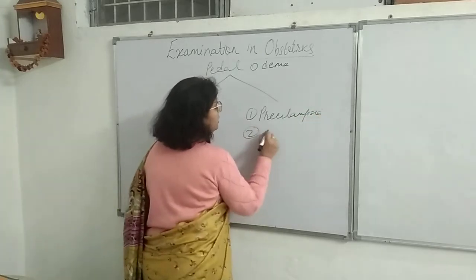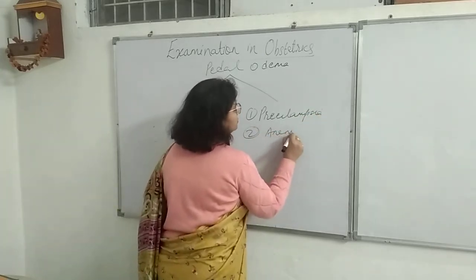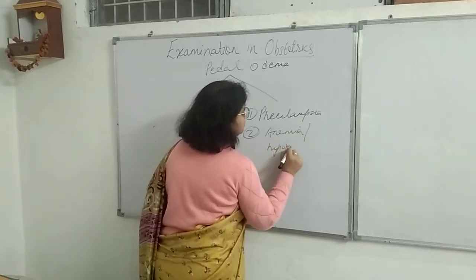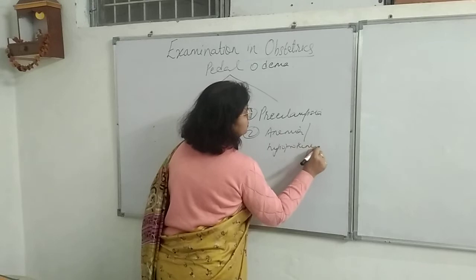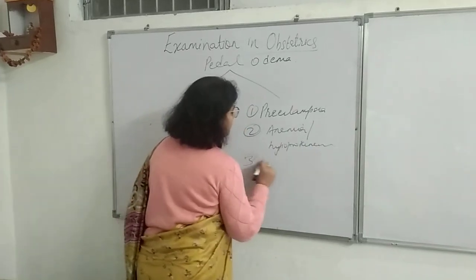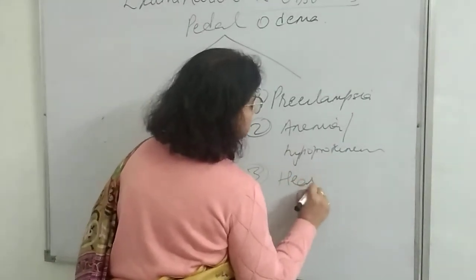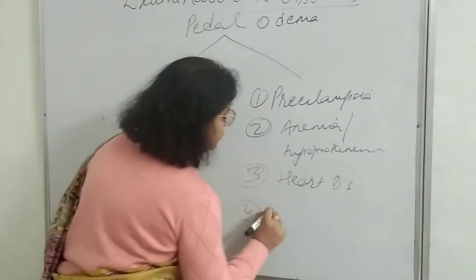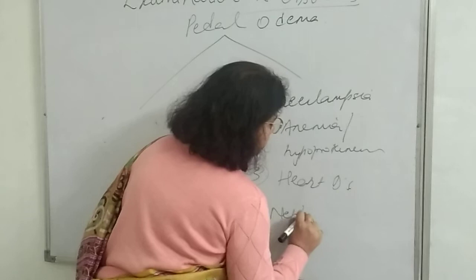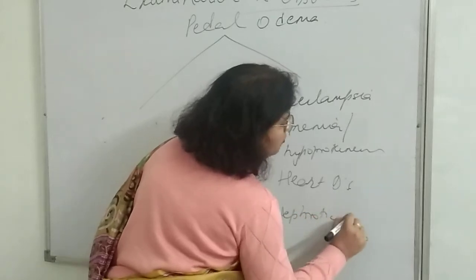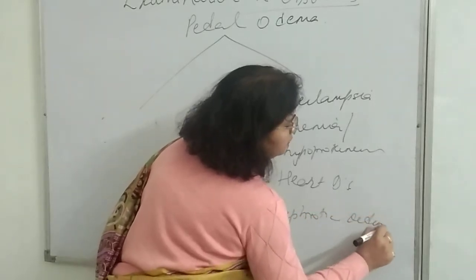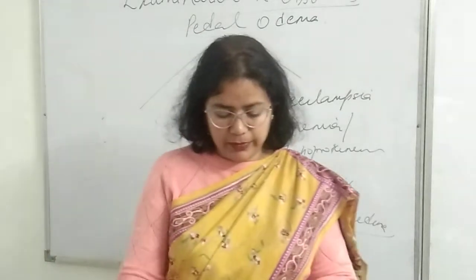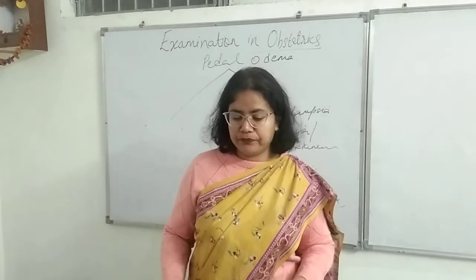Number 2, anemia, hypoproteinemia. Number 3, heart disease and nephrotic syndrome. In nephrotic syndrome, only leg edema will not be there. She will be bloated. Her whole body will be bloated.